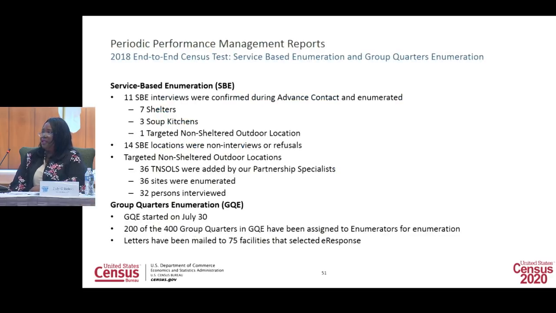Okay, next. So we just started the group quarters component, but let's look a little bit at what happened for our service-based enumerations. During advanced contact, we were able to get confirmations from 11 SBE facilities. Those were seven shelters. Of those seven shelters, four chose paper listing and three chose in-person interviews. We were able to confirm interviews and go out to three soup kitchens. They were all in person.